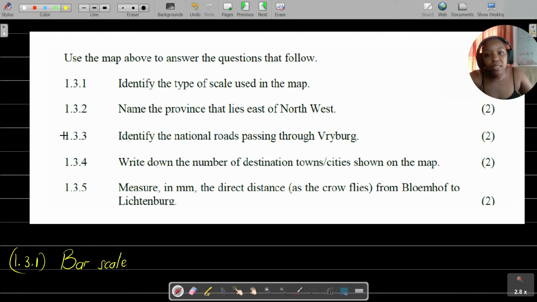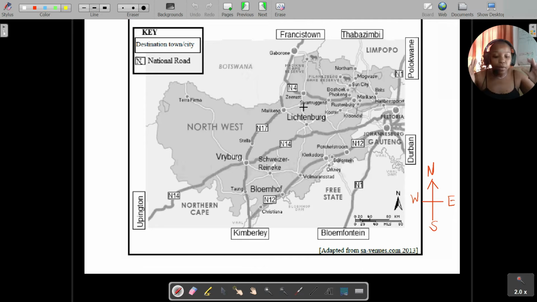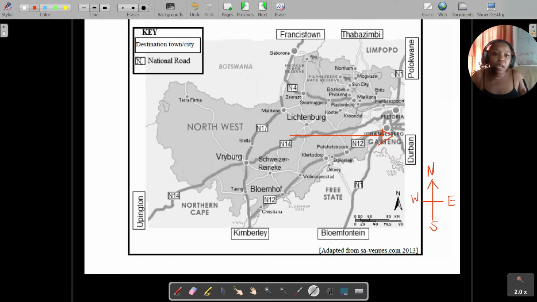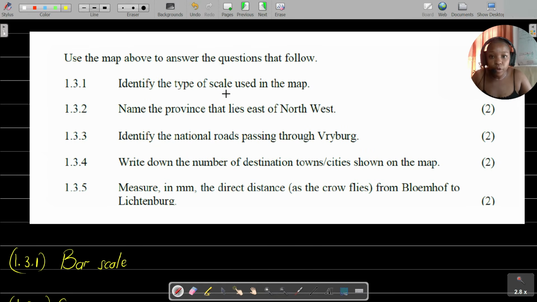Question 1.3.2 says, name the province that lies east of the Northwest. So obviously, like I said, this is a map that shows the Northwest. Okay, so now what is the province that lies to the east of the Northwest? So any province that we can see that's to the east of the Northwest, the province that's to the east, it's Gauteng. The province that's to the south, we can say it's Free State, Northern Cape. Okay, you're right. The province that's to the northeast, it's Limpopo. Okay, so we can just say that the province that's to the east of Northwest is Gauteng, right? It is Gauteng. Right, cool stuff.